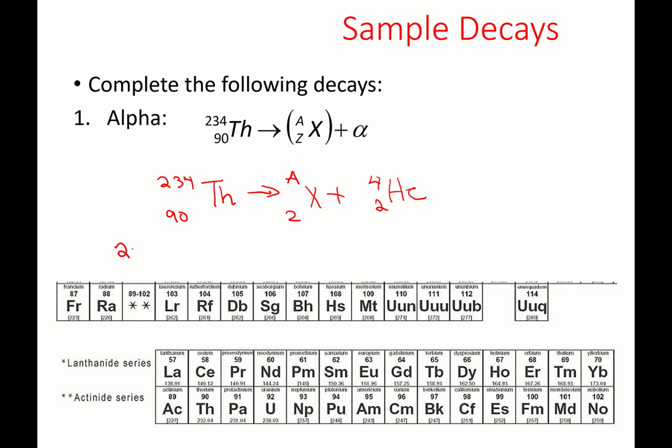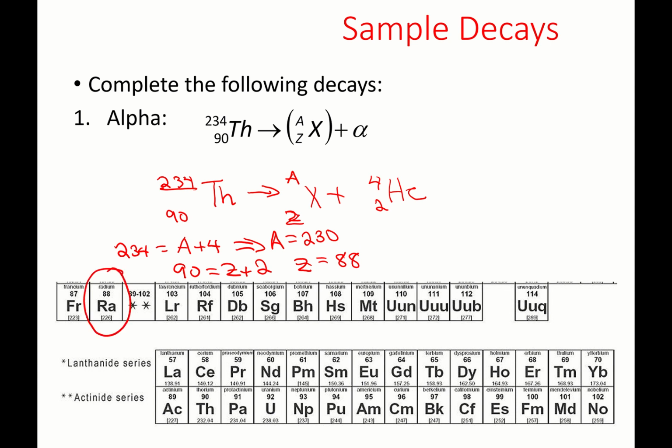So I've got 234 is equal to A plus 4. So we balance the superscript on each side. So A is equal to 234 minus 4. So A is equal to 230. And if we look at our Z, we have 90 is equal to Z plus 2. So Z is equal to 88. So we jump 2 spots down the periodic table. And if I look at my periodic table here, 88 is radium. So our unknown nucleus is radium with 230 nucleons and 88 protons, which is also just called radium-230.